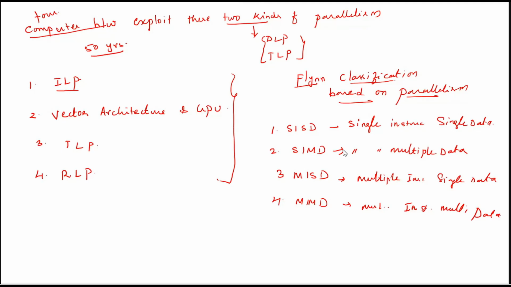Now, I told you only two kinds of parallelism are available. We need to achieve this parallelism in any one of the computers. So these are the different classes of computers we have, and we need to achieve these parallelisms in them. So first we'll take SISD. As the name implies, it is single instruction, single data.